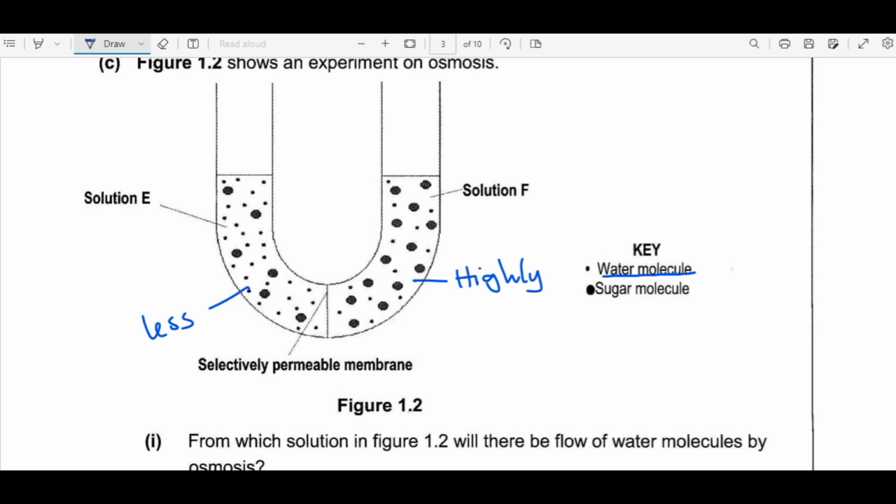Now for highly concentrated, it means there is a lot of sugar molecules on solution F, but there is less water molecules. So where there is too much of sugar particles or salt particles, it means that there is less water molecules. So for solution E here we are saying there is more water molecules, and during the process of osmosis, the water molecules, they will move from where there is too much of water molecules to a solution where there is less of that.